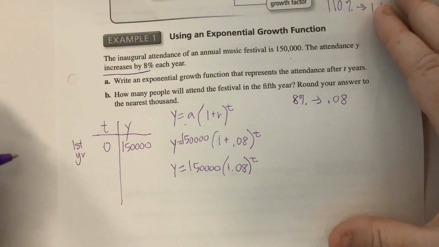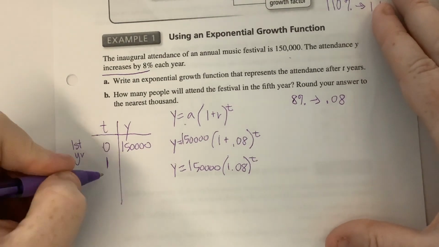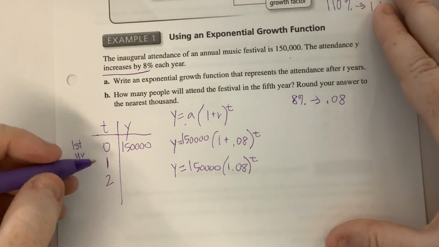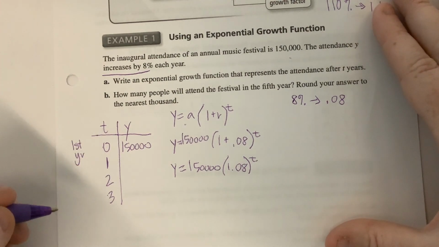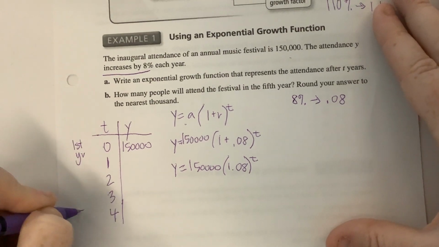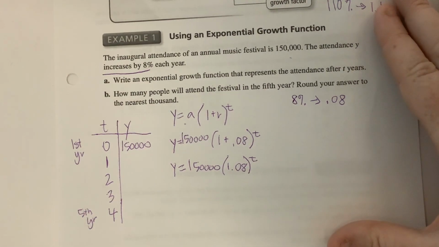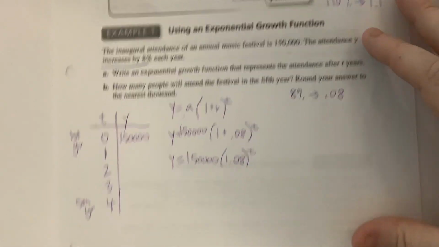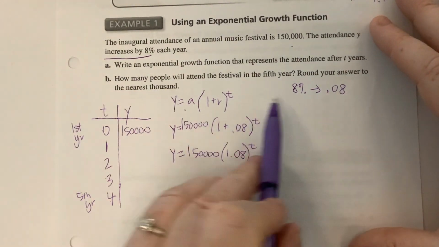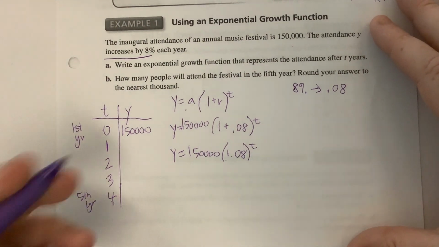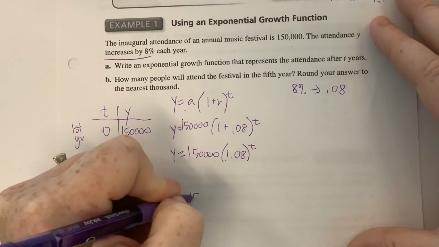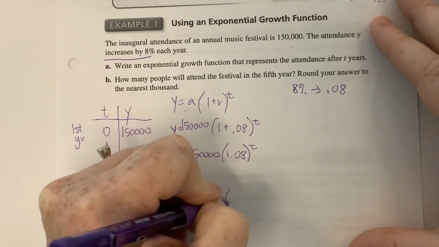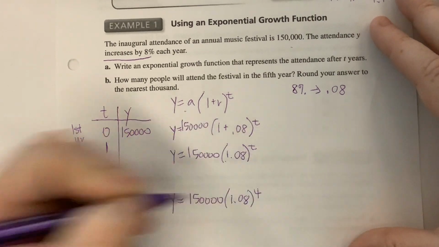So then my 2nd year would be when t is 1. My 3rd year would be when t is 2. My 4th year would be when t is 3, and my 5th year would be when t is 4. Again, not the case when we're talking about 2000 to 2005 or 2000 to 2010, but it is the case when we're talking about the 1st year versus say the 10th year. So for this, t is 4. So I'm going to plug in the number 4. So for part B, y equals 150,000 times 1.08 to the 4th power.